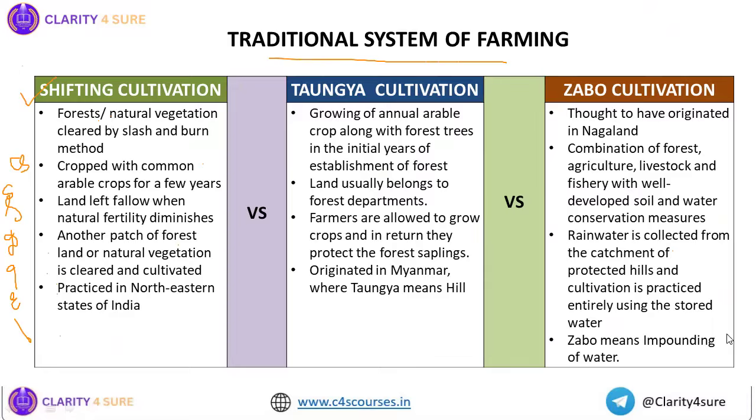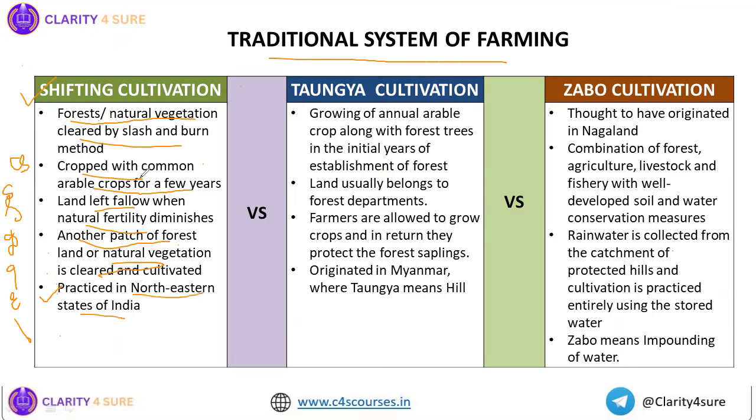In shifting cultivation, forests or natural vegetation are cleared by the slash and burn method. Then these are cropped with common arable crops for a few years, and after the natural fertility of the land diminishes, the land is left fallow. Then another patch of forest land or natural vegetation is cleared and cultivated, and the practice is repeated. This sort of practice is done in the northeastern parts of India.